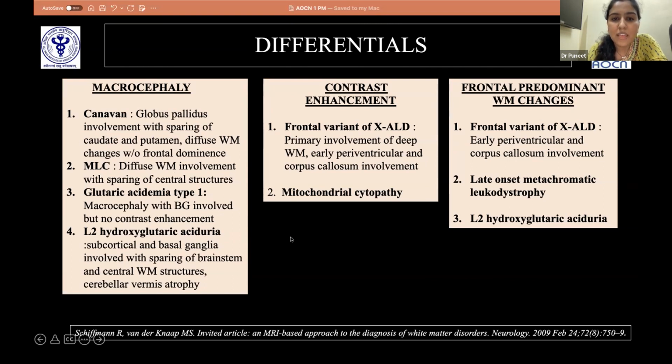So for contrast enhancement, apart from Alexander, we have two other differentials, that is adrenoleukodystrophy and mitochondrial cytopathy. But in ALD, the primary involvement starts from the deep white matter rather than subcortical white matter. If we consider the frontal predominant white matter changes, the differentials can be frontal variant of XALD or late onset metachromatic leukodystrophy or L2-hydroxyglutaric aciduria.